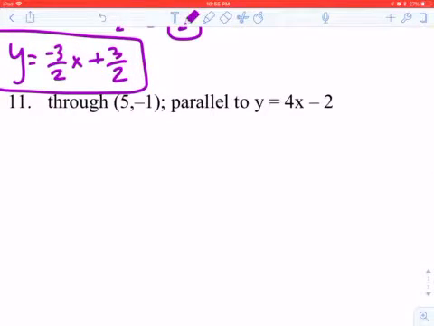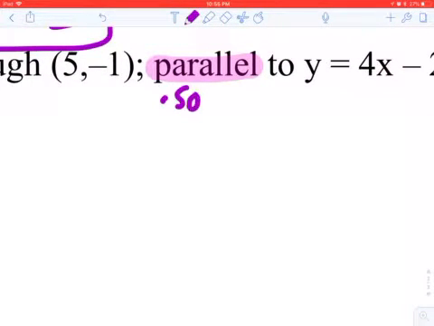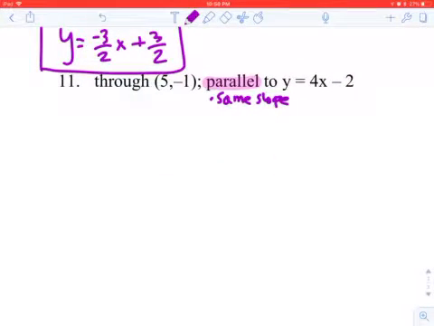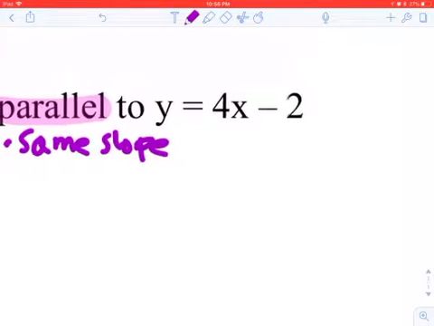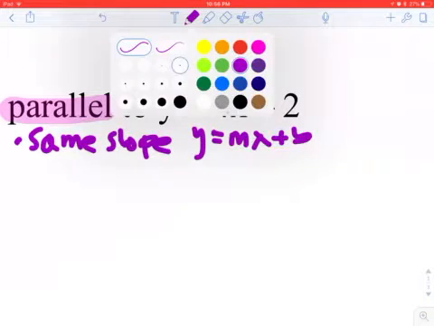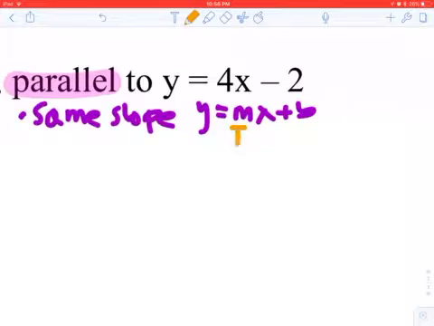Okay, remember to read the directions for these. Parallel. Remember, parallel means same slope. So here at number 11, they don't tell you what the slope is, but you're expected to know. Remember the equation y equals mx plus b. This m is your slope, not the x, but just the m.